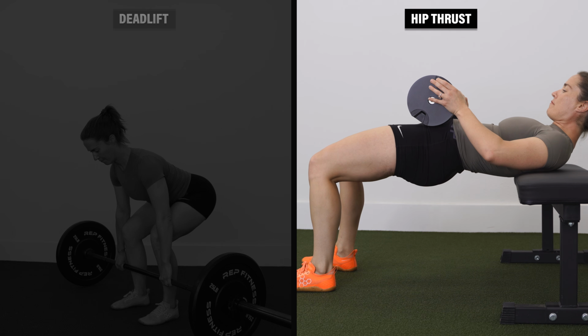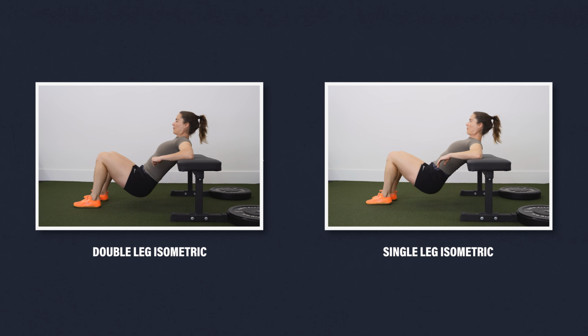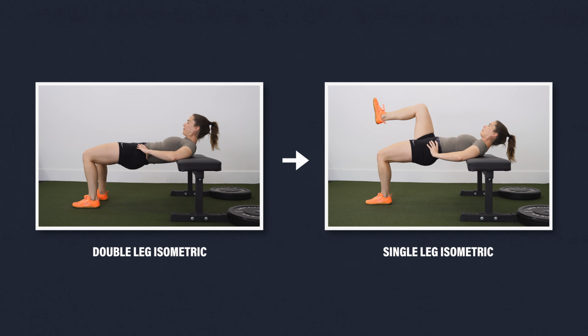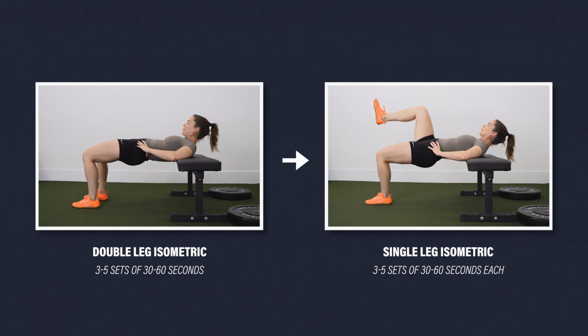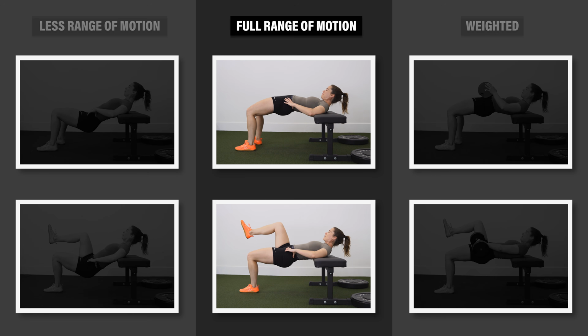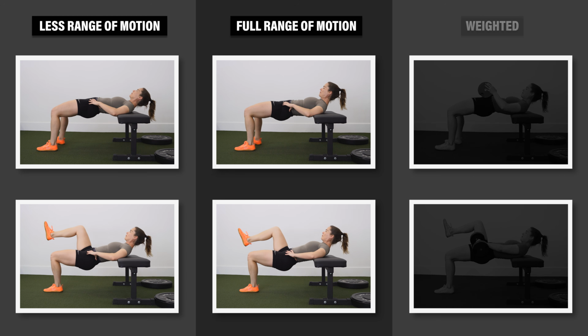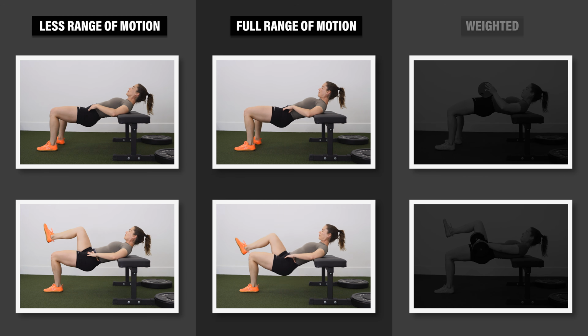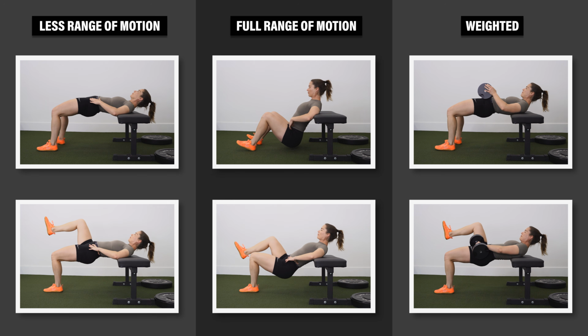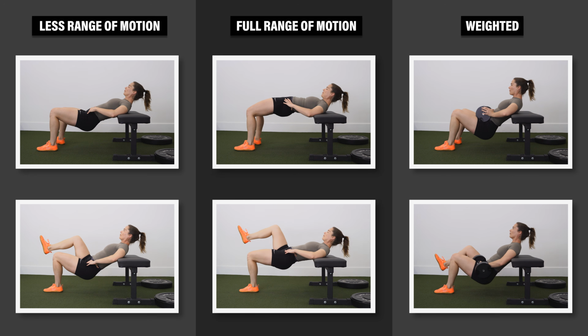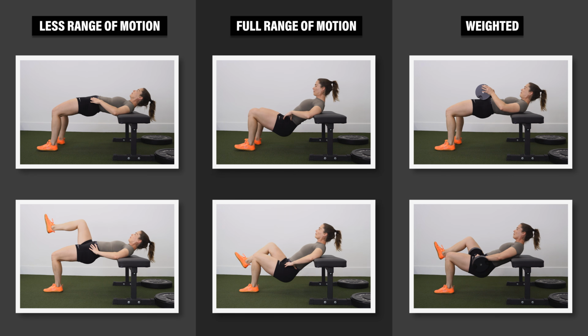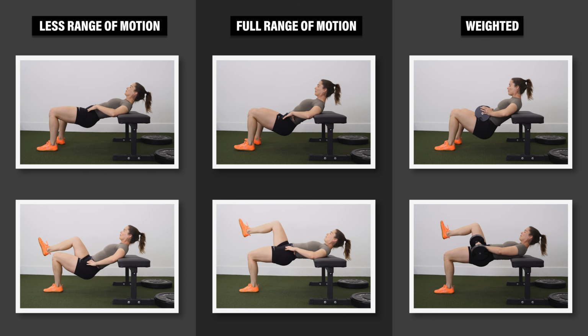Hip thrusts are another great hinging exercise. You can start by doing a double leg hip thrust isometric and eventually progress to a single leg hip thrust isometric. Aim for 3 to 5 sets of 30 to 60 seconds. You can also perform them for repetitions through a tolerable range of motion. You can make these easier by limiting the range of hip flexion and extension you go through. You can progress them by adding weight like a weight plate, dumbbells, or a barbell. You can also try increasing the range of motion you go through or the amount of reps and sets you perform.